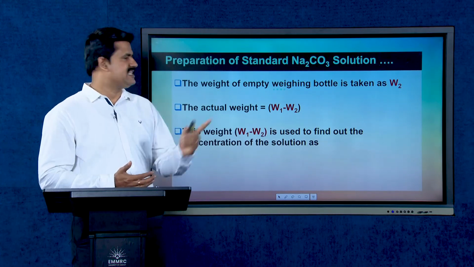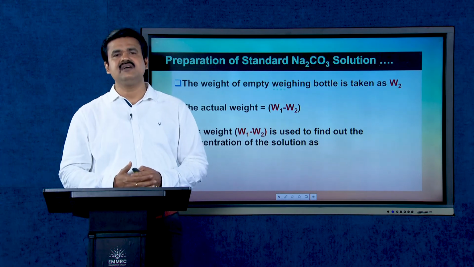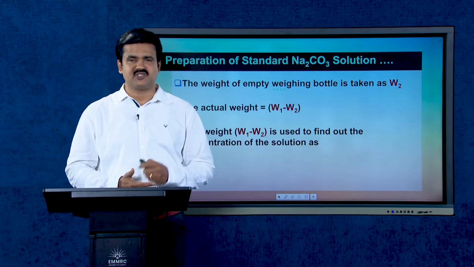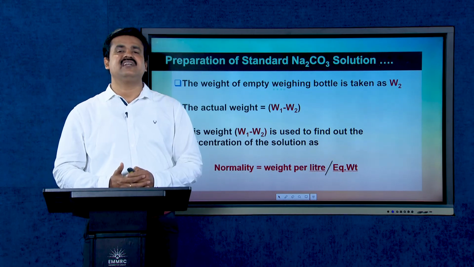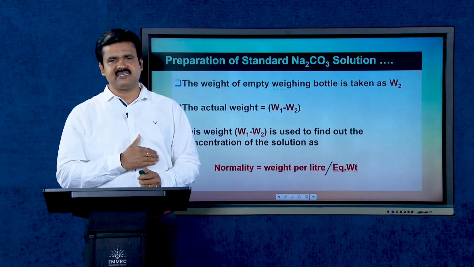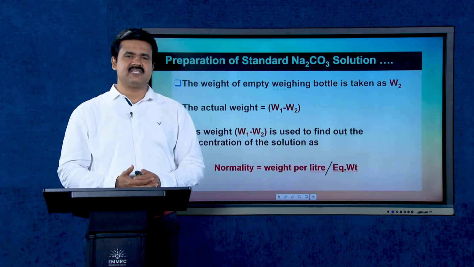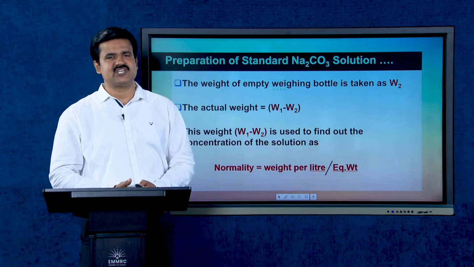This weight, that is W1 minus W2, is used to find the concentration of the prepared sodium carbonate solution as normality equals weight per liter divided by equivalent weight. From the weight taken, you can find the weight per liter. Just divide that weight per liter by the equivalent weight, and you will get the normality of the prepared sodium carbonate solution.